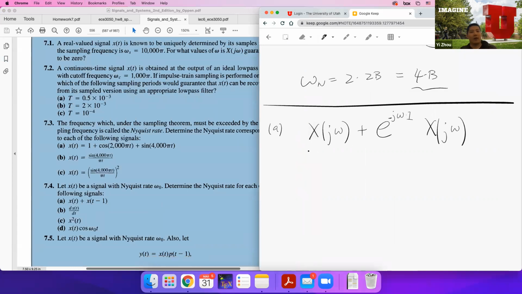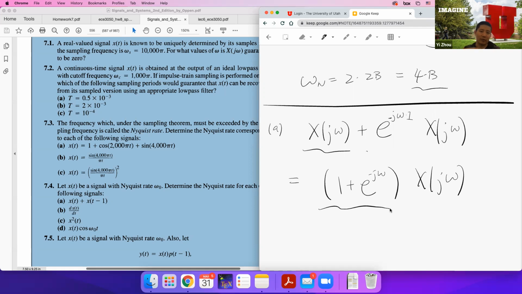But you can see that neither of these operations would affect the bandwidth. In fact, it's like multiplying the original spectrum by a certain complex coefficient. So it's just a scaling of the original spectrum in the magnitude part. So the bandwidth will remain the same. So in this case, the Nyquist rate is the same.